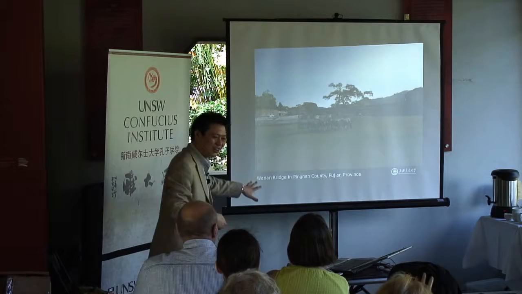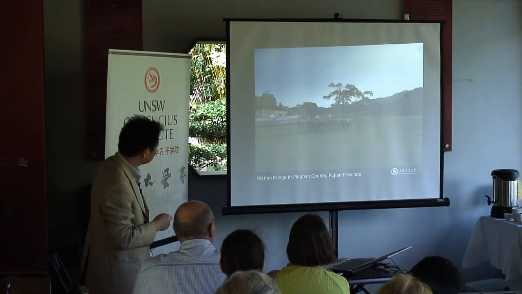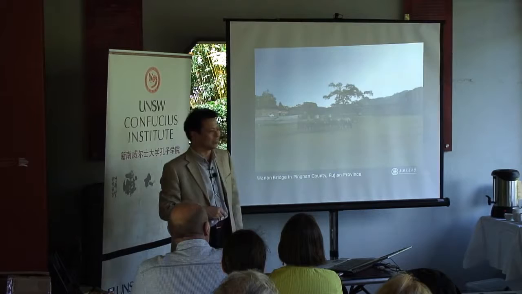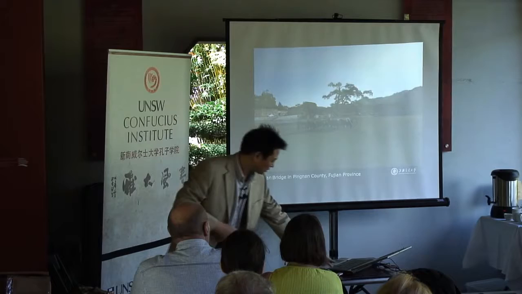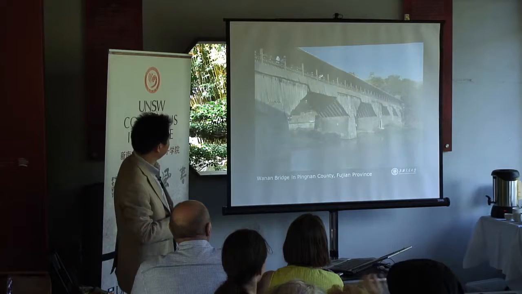This is a long bridge with six arches. 1, 2, 3, 4, 5, 6. And there are two temples on this side. And in the middle, there is an island in the river. Yeah, the other side. You can see several piers.